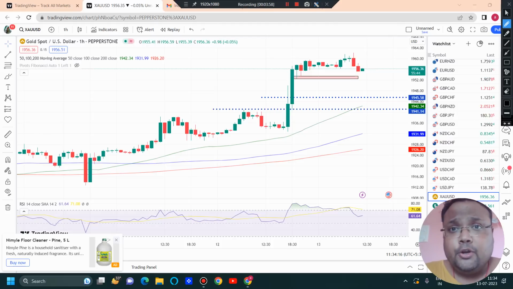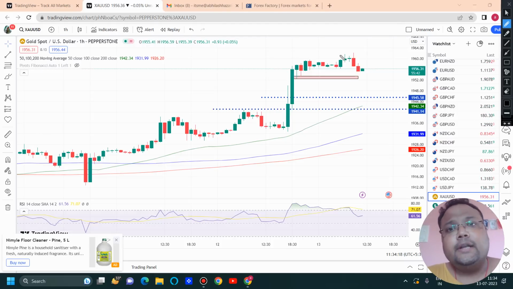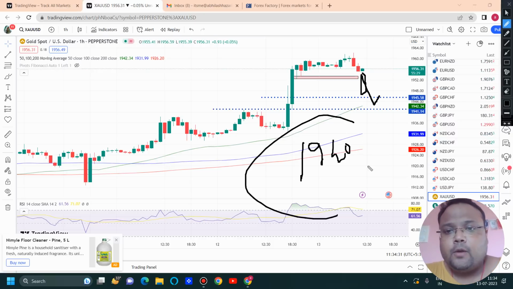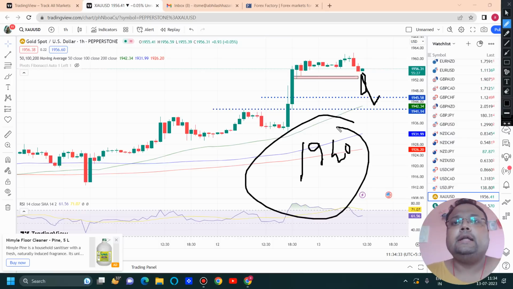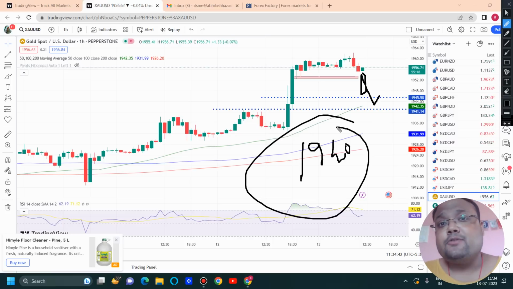By the European session, if the market shows a deep retracement, now listen to me carefully. If the market shows a deep retracement or a few red candles, what you can do is look for a buy around the 1940 level. Why 1940? Because till yesterday before CPI, 1940 was acting as a very strong resistance. Very strong resistance will be acting as a very strong support right now if gold shows a deep retracement.